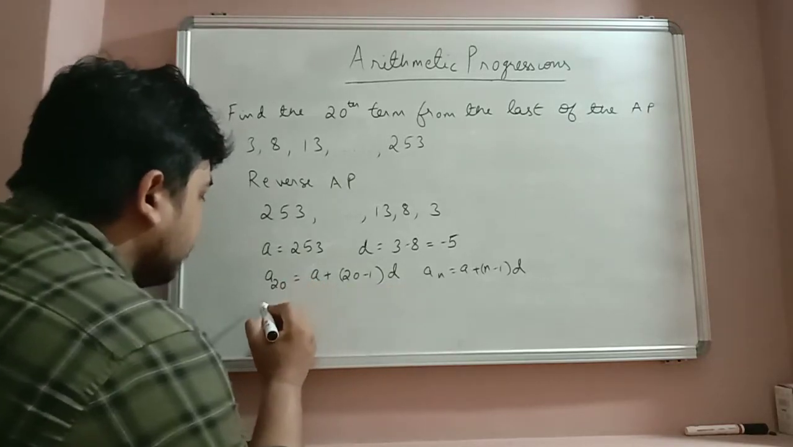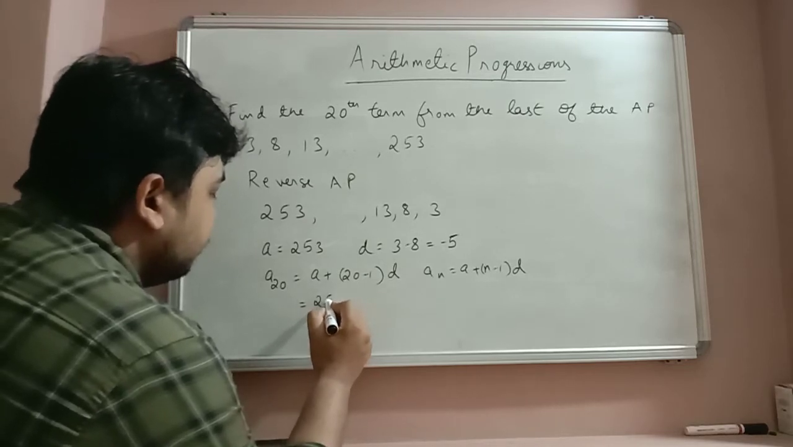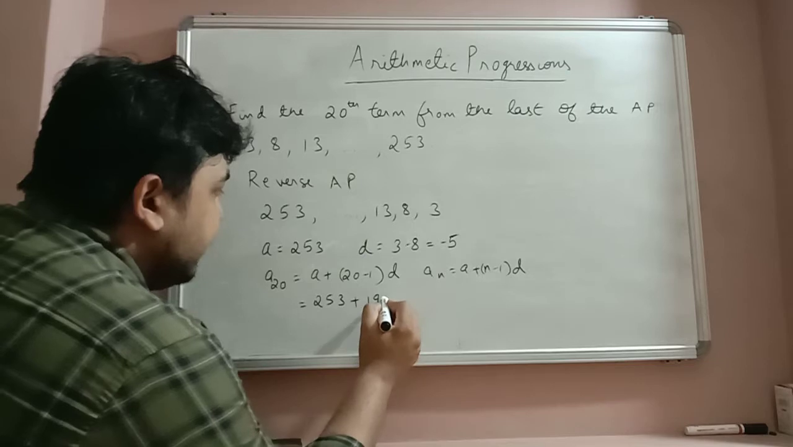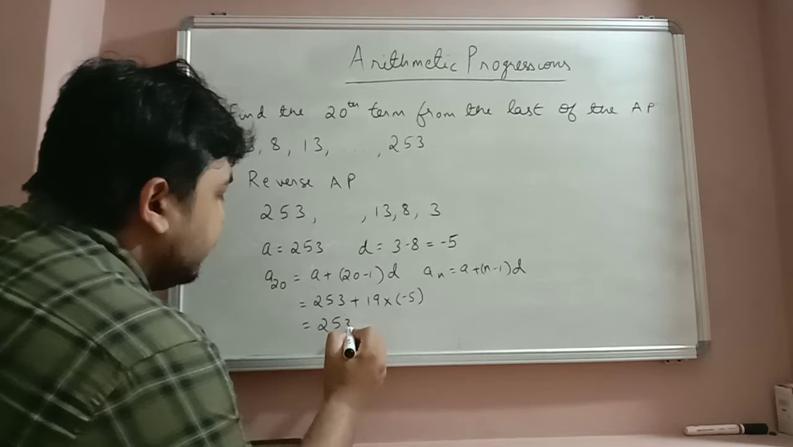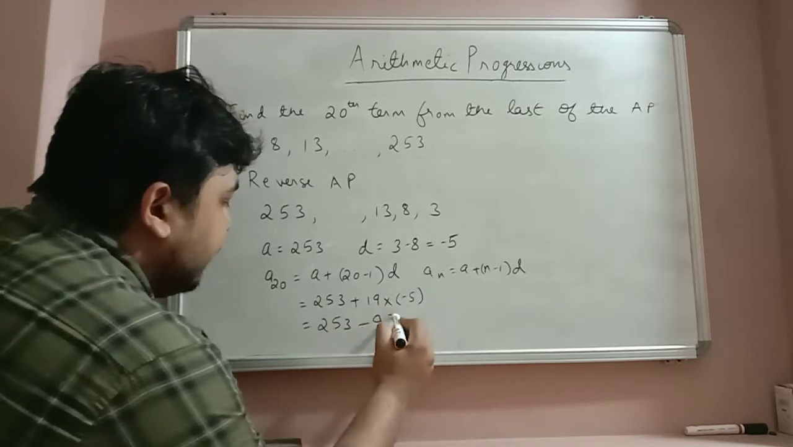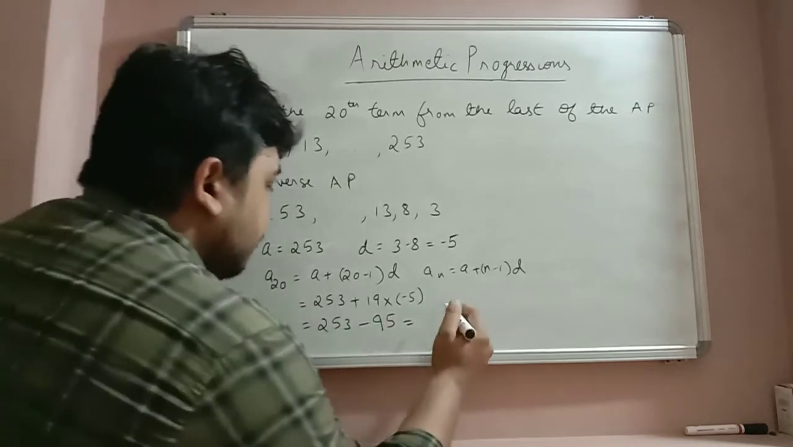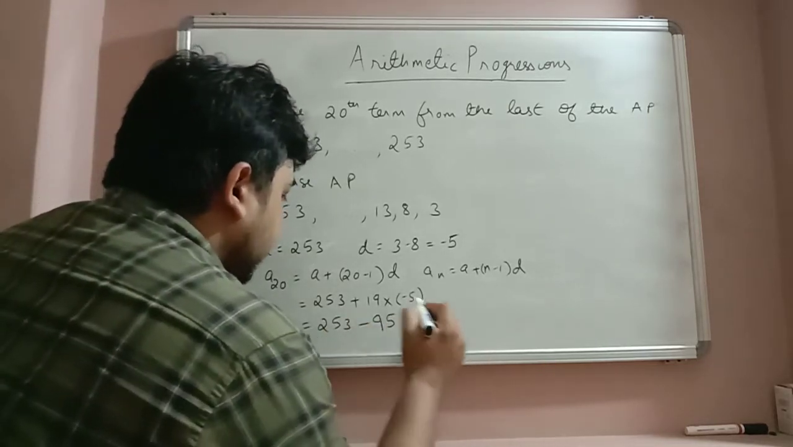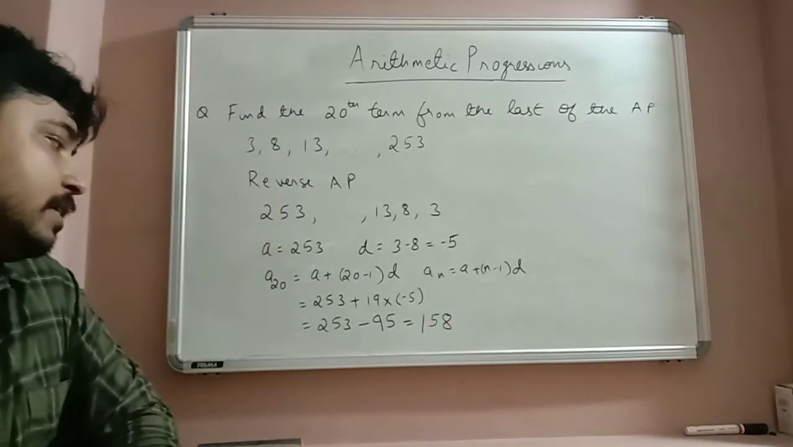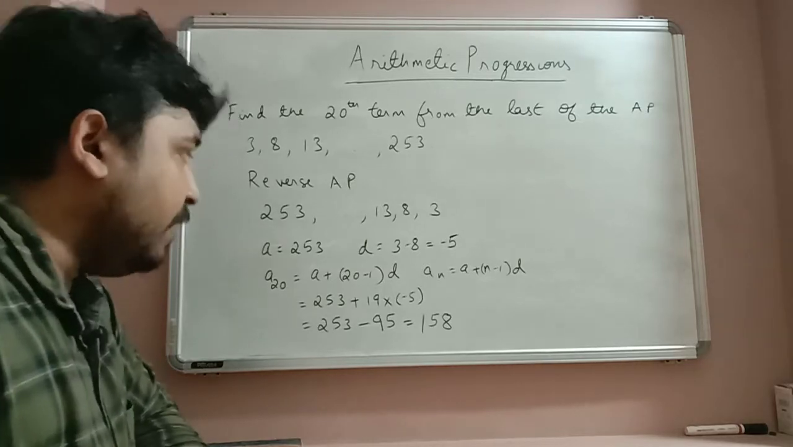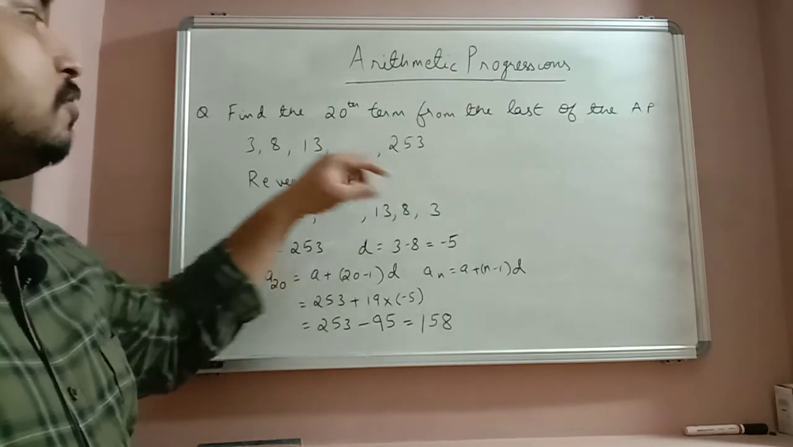Now let's put the values. A20 will be equal to a, which is 253, plus 19 times minus 5. So this turns out to be 253 minus 95, and this will turn out to be 13 minus 5 is 8, 14 minus 9 is 5, and a 1. So this turns out to be 158. 158 is our 20th term from the last of this particular AP.